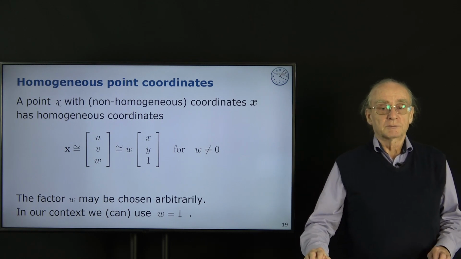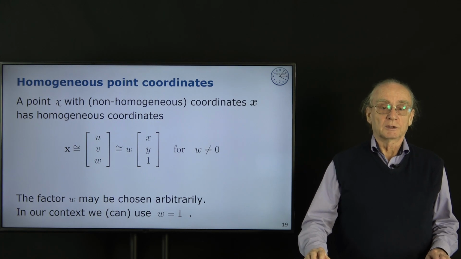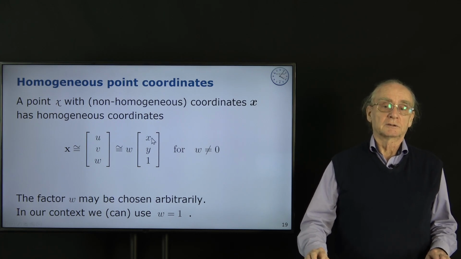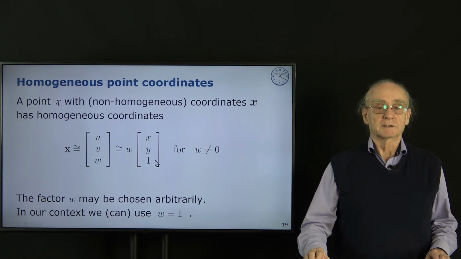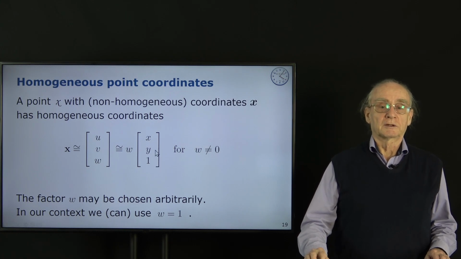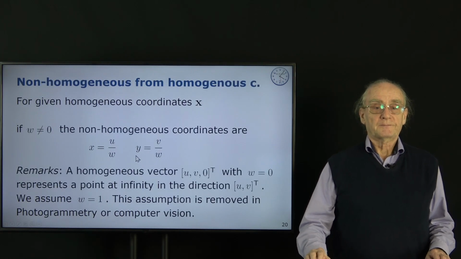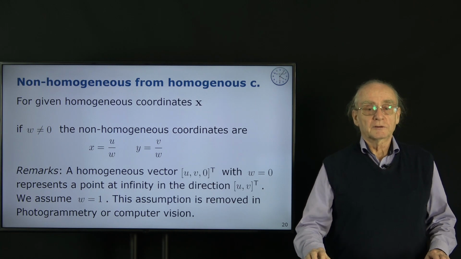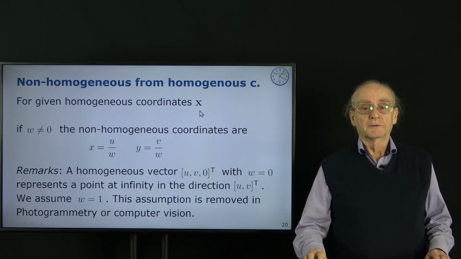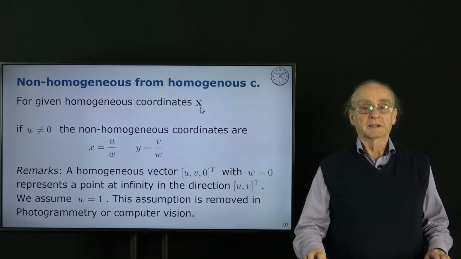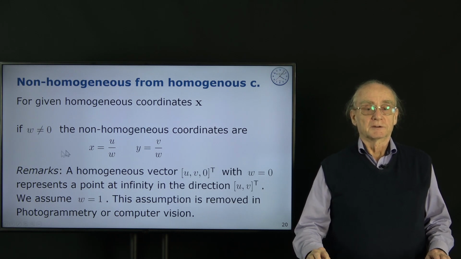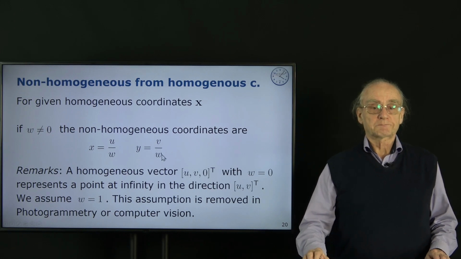But in our context, we can use w equals 1, so in our lecture we can use x, y, 1 as the basic representation of a 2D point. So we still have 2 coordinates for representing a 2D point. Now, of course, we can invert this. Let's assume we have the homogeneous 3-vector x given, and w is not 0. Then we can easily derive the non-homogeneous coordinates by just dividing the u and the v element by w.